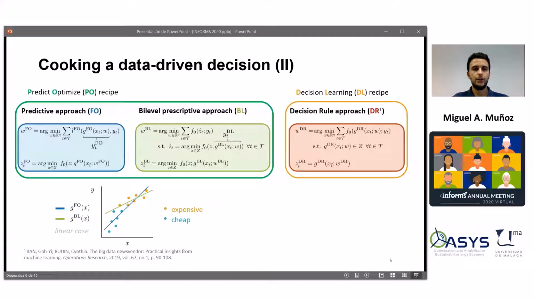To build some intuition, we can say that the bilevel prescriptive approach focuses on learning the points where a deviation could be costlier or could have a greater impact on the objective function.